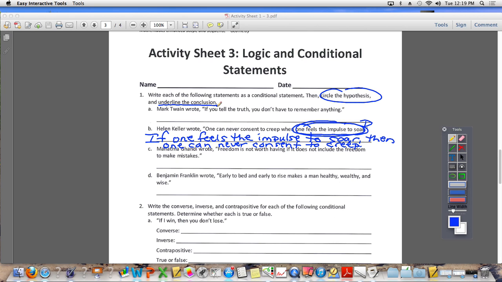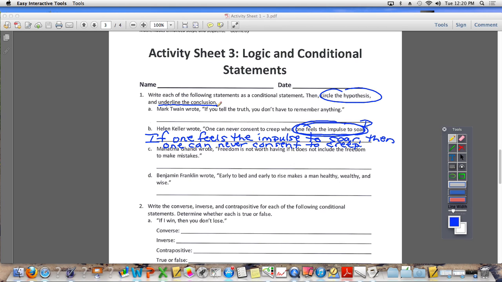So do a rewrite, write in if-then form, circle the hypothesis, underline the conclusion. Use allow instead of make it. Freedom doesn't allow to make mistakes. My issue is that I'm using freedom twice. So what were you gonna say? If freedom doesn't allow to make mistakes, then it's not worth having. Yeah, that would be good. You are adding a word, but I think the word you're adding means the same thing. So yes, that would be fine.